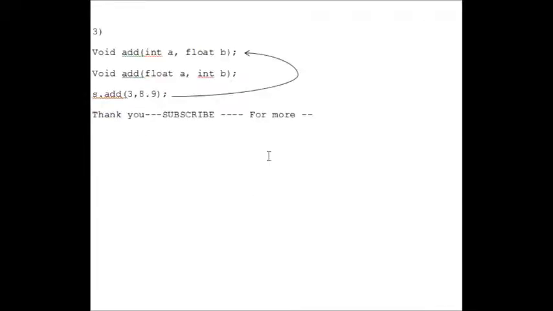The next example is if I define add 3, 8.9 and I define two add methods of this type in my sample class, the call invokes the one with int a, float b. Depending on the method signature, though these parameters are reversed here, the method signature confirms that the first parameter is int and the second parameter is float. So I should declare them in the same order while calling. The concept is clear, I hope.